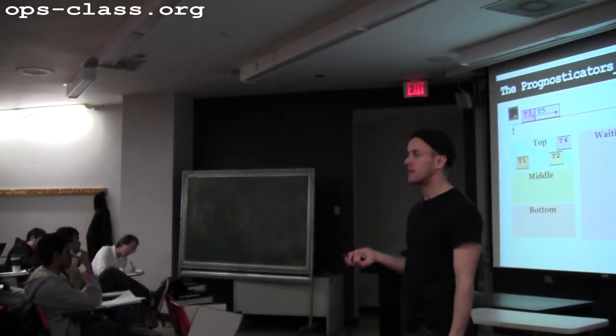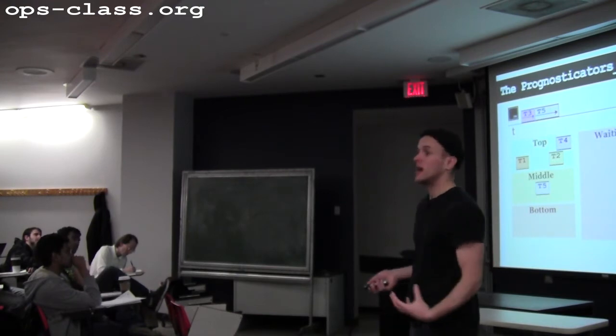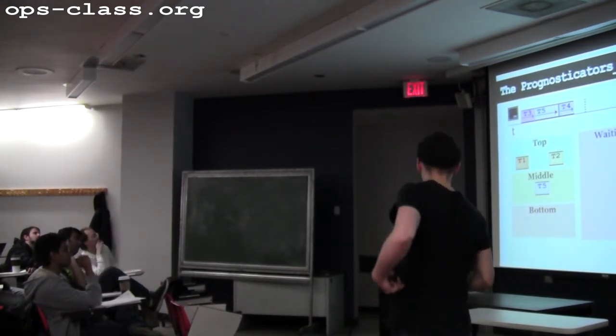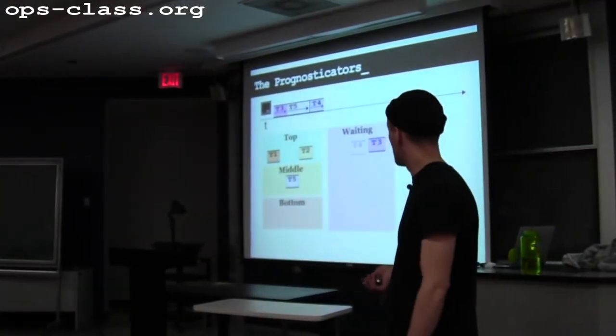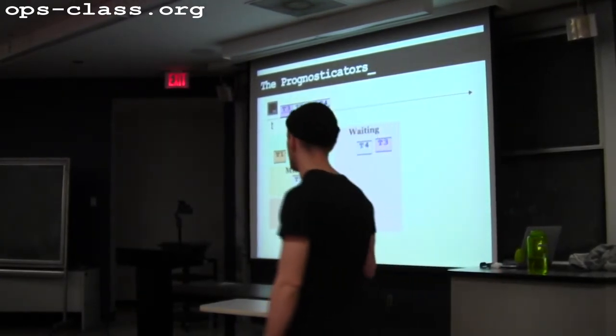Okay, now T5 ran and hit the end of its quantum. So what do I do with T5? So it stays on in the ready area, but it's moved down to the middle level, right? Okay, now T4 runs and blocks. What do I do with T4? It goes into the waiting queue, and when it's done waiting, where will it go? Back to the top, right?